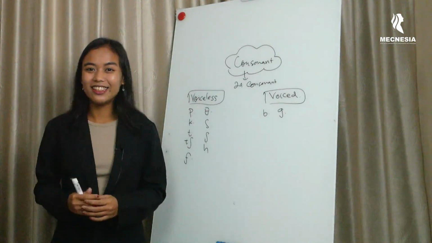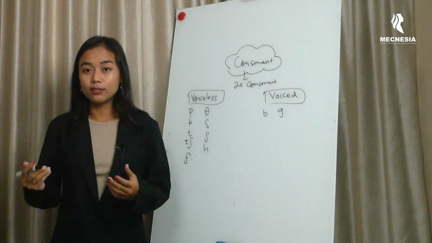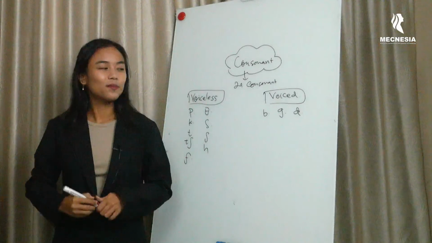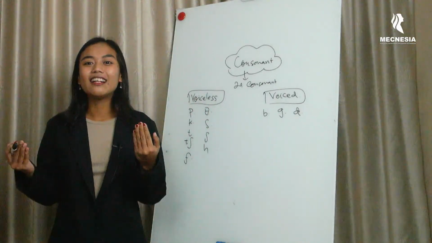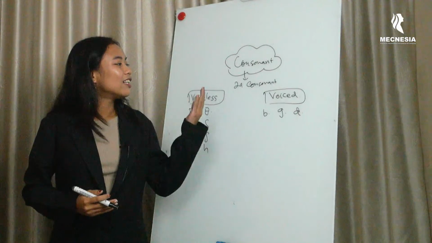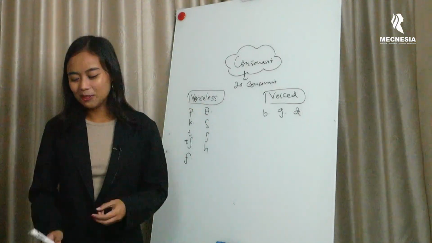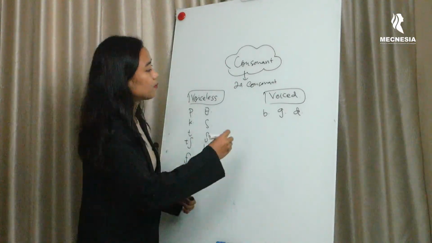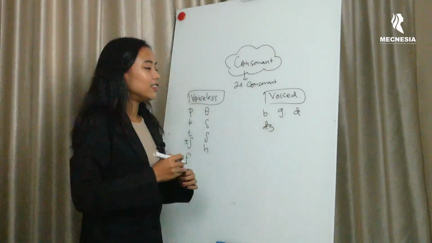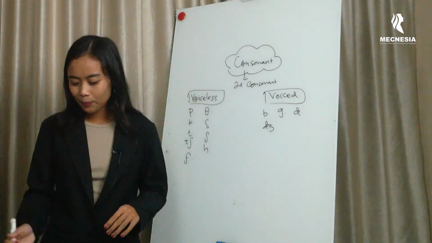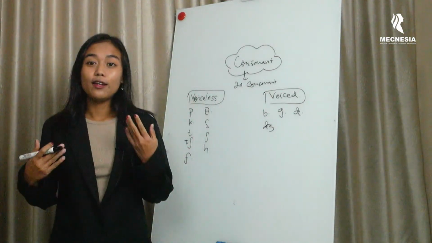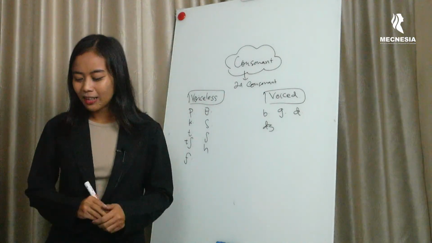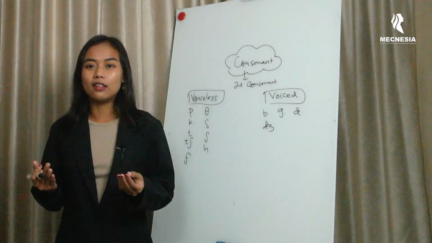Good. The next is d. The d sound di kata dark. The d in the word dark. Let's say it together. The d in dark. Next we have j sound. J sound bakal kita temuin di kata judge. Judge. Let's say it together. Judge. The next sound is v.